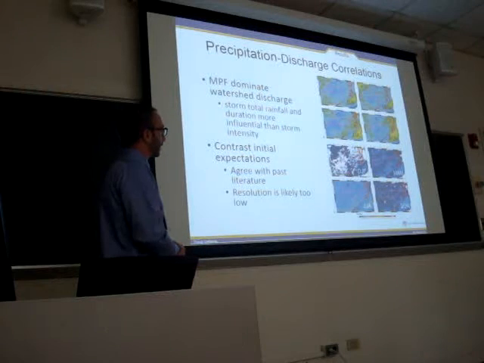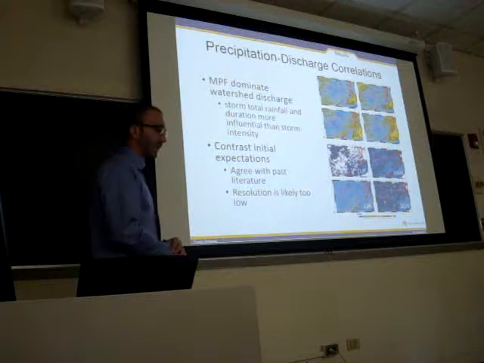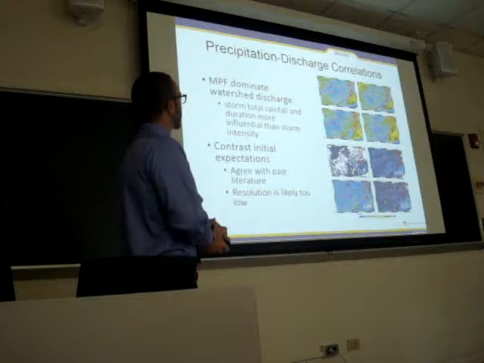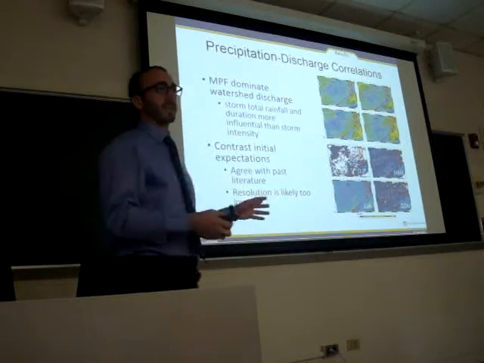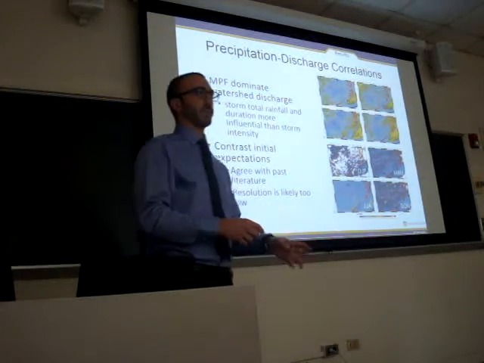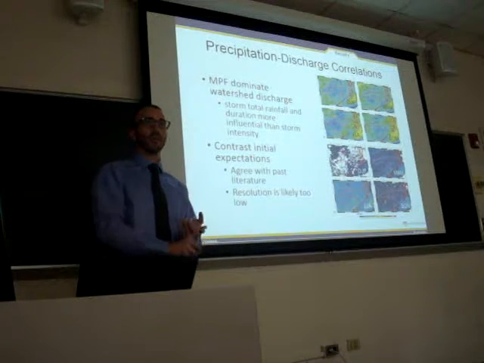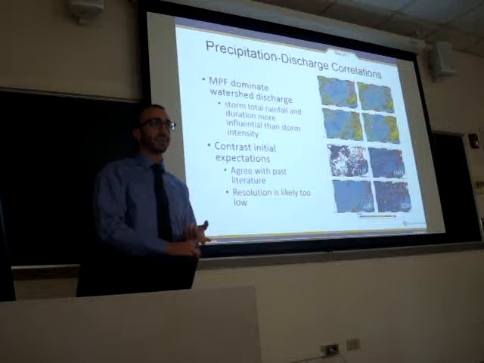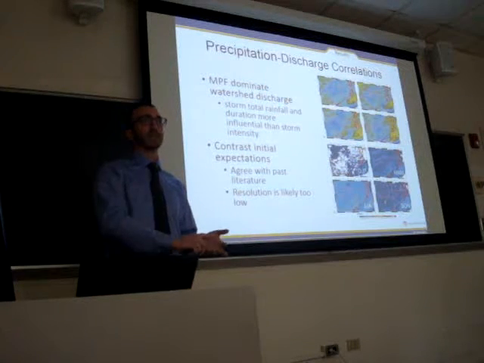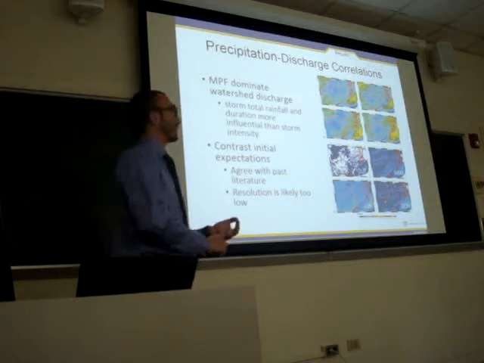And now the last possibility, and what is more of what we were trying to look at here, is the type of precipitation, the characteristics of that precipitation. Is it MPF or is it isolated? And what we're finding overall is that the correlations with the MPF precipitation are much stronger and much clearer than the isolated precipitation.